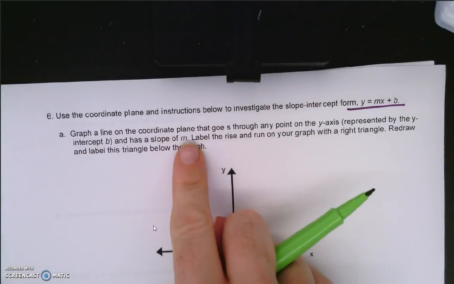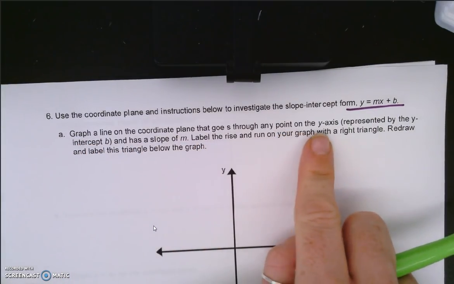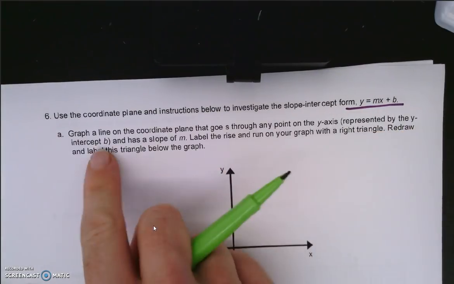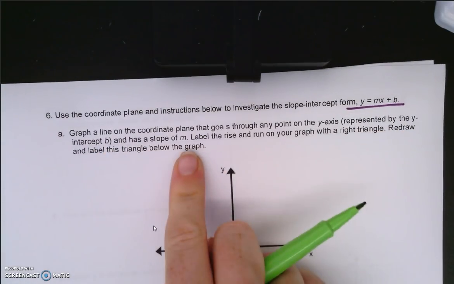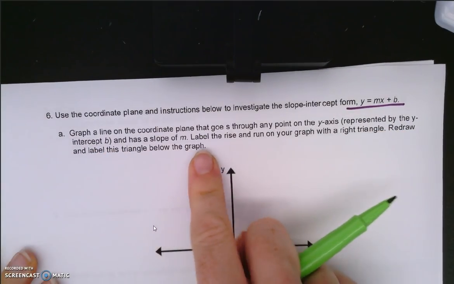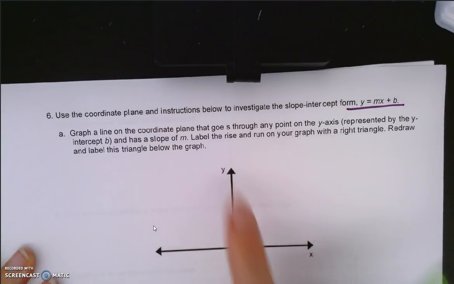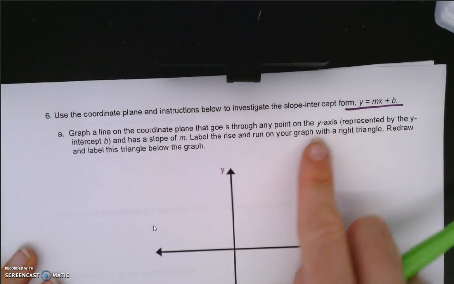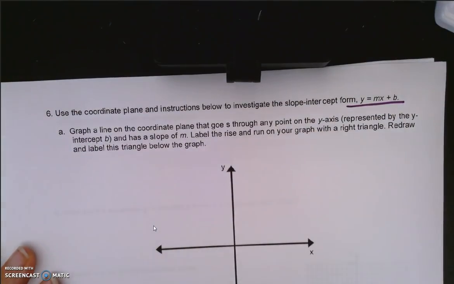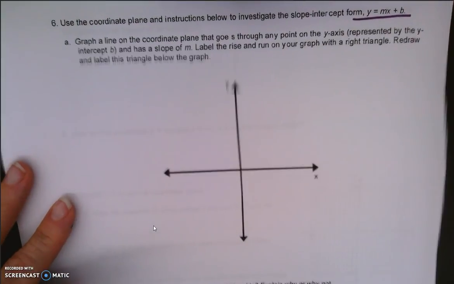Graph a line on the coordinate plane that goes through any point on the y-axis, represented by the y-intercept b, and has a slope of m. Label the rise and run on your graph with a right triangle, and redraw and label this triangle below the graph.